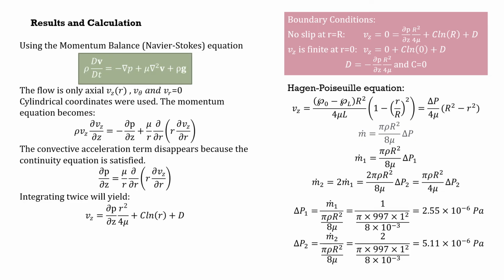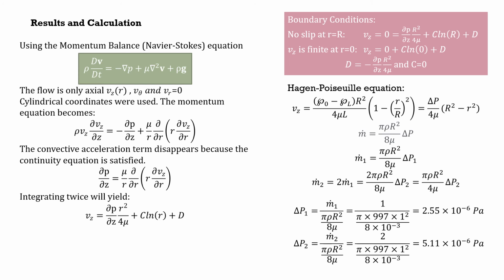Once again, the momentum balance or the Navier-Stokes equation is going to be used. Since the flow is only axial, that means we only have Vz as a function of r. V theta and Vr are both 0. Cylindrical coordinates were chosen and the momentum equation becomes the following. The convective acceleration term disappears because the continuity equation is satisfied. So integrating twice will yield this last equation on the left.